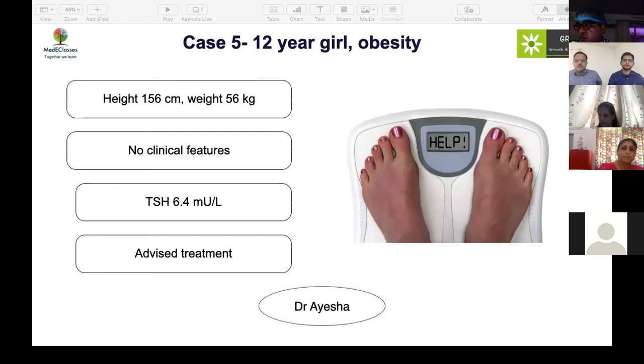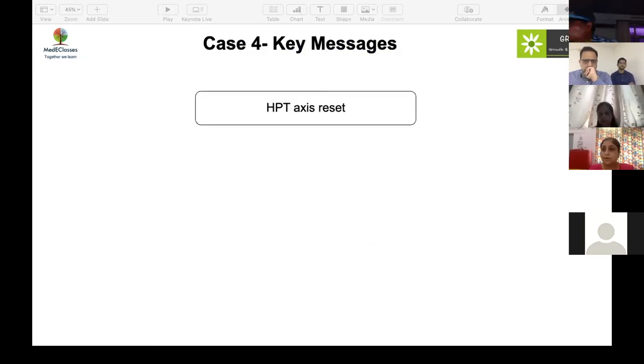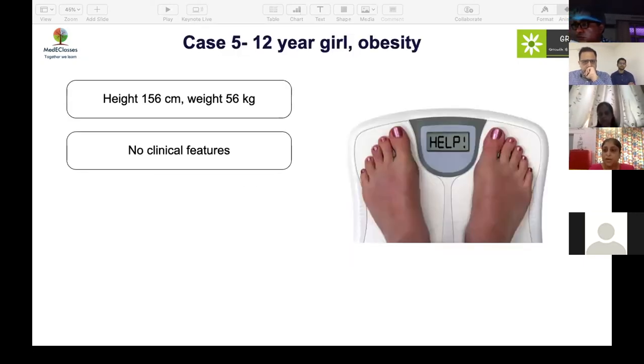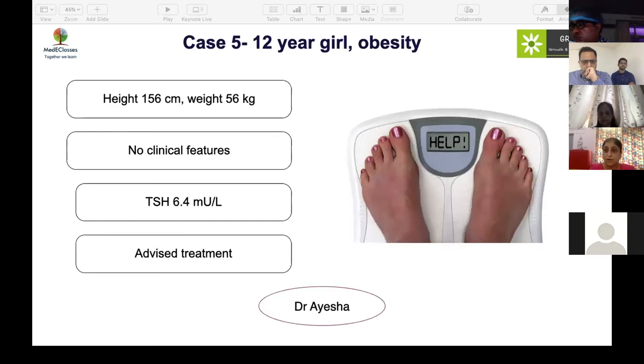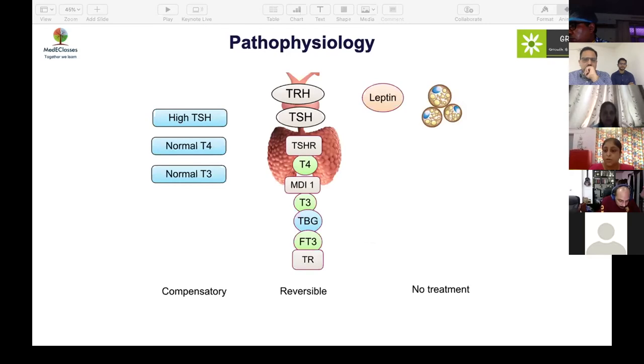So, Dr. Aisha, would you treat this girl? We have a 12-year-old girl who is obese. So again, this is a very frequently observed condition. So here we have obesity. We have to find out whether obesity is the cause or the effect of hypothyroidism. Going back to the physiology again, in obese children the levels of leptin increase and it causes stimulation of TSH. So this TSH is the effect of obesity and not the cause.